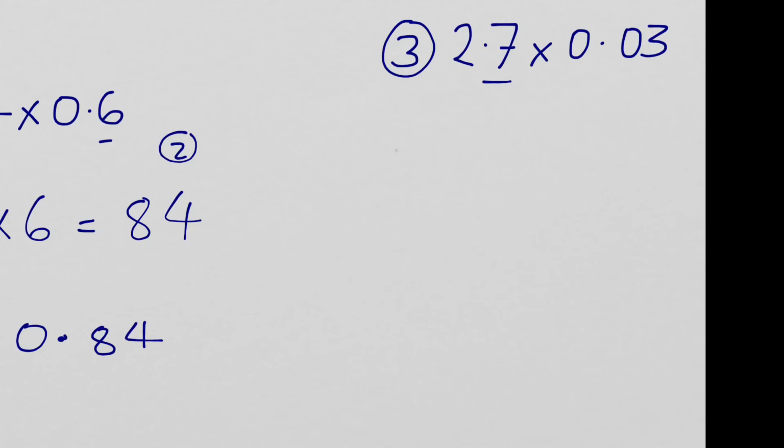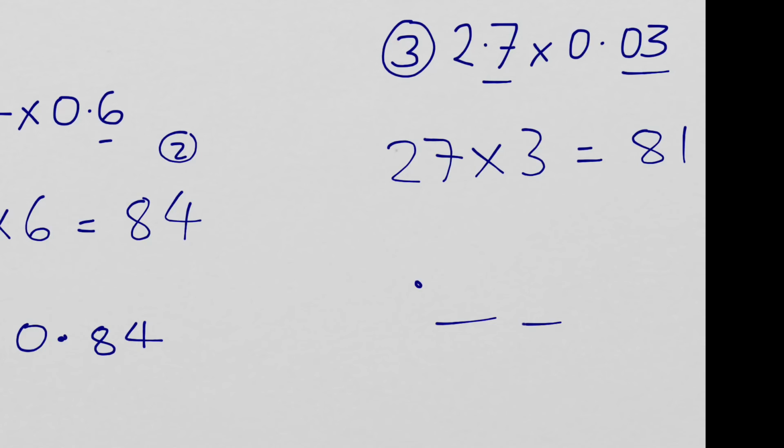Thirdly, 2.7 times 0.3. So I know that here there's going to be 3 numbers after the decimal points. I'll work out just what 27 times 3 is, which equals 81. Then you know how to work that out. So then I will need to place back my decimal point in. So we get 3 numbers after the decimal point. The 81 goes at the end, fill in the gaps with zeros, and my answer is 0.081.